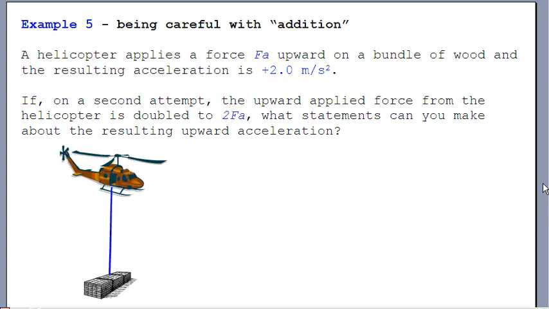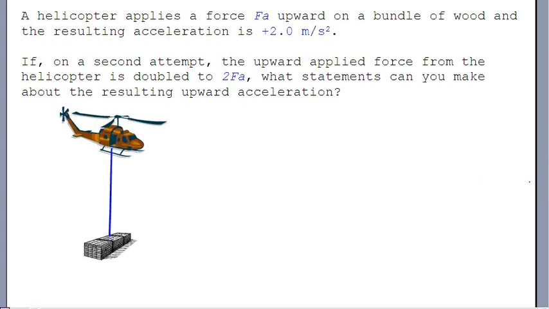A helicopter applies a force FA. They're not going to tell you how much, just some sort of applied force, some sort of tension. Well, let's do a free body diagram. It can always be good to get a free body diagram going. So I've got some sort of FA, fantastic, upward on a bundle of wood, and the resulting acceleration is 2 meters per second squared.